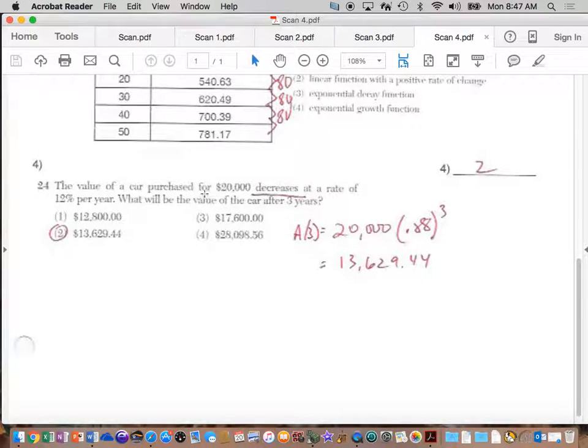The value of a car purchased for $20,000 decreases. Does decrease mean go up or down? Down. So if you take a look at this, choice 4 is out right away, because if it's decreasing, how could it possibly go up, right? At a rate of 12% per year.